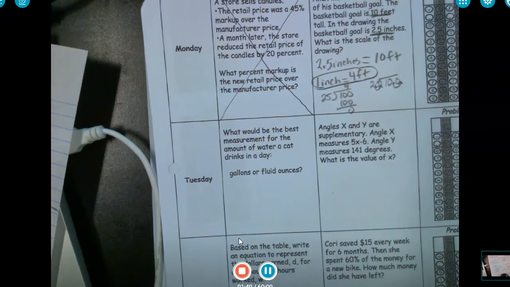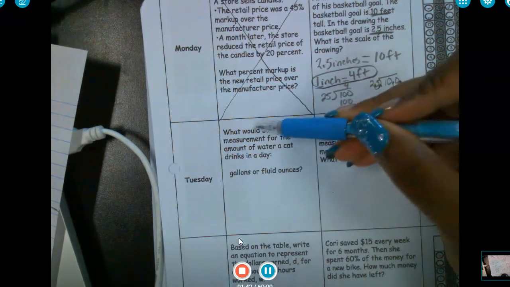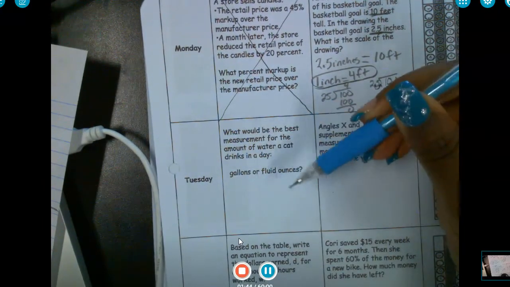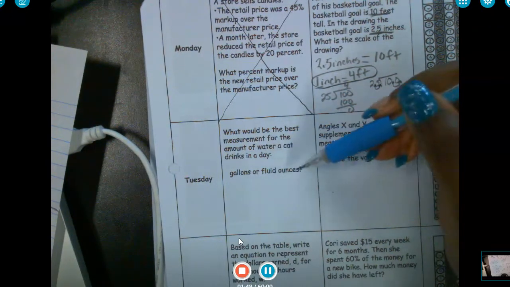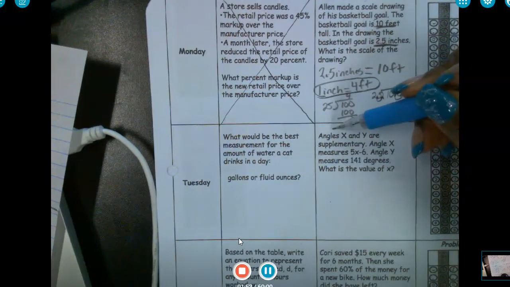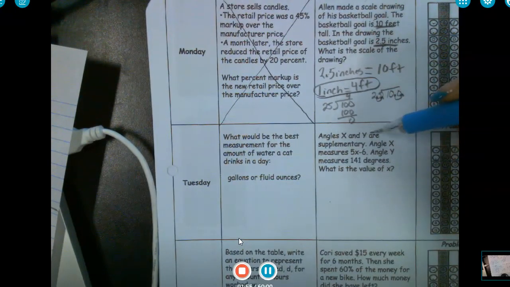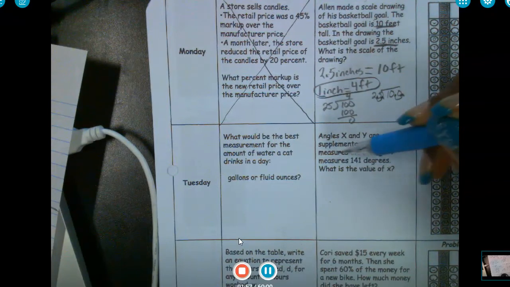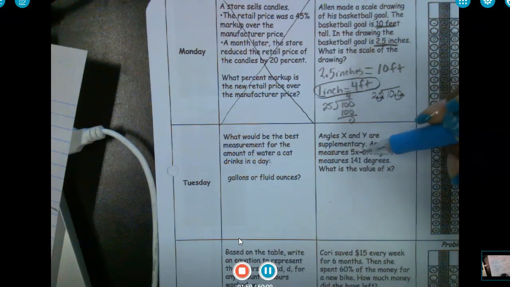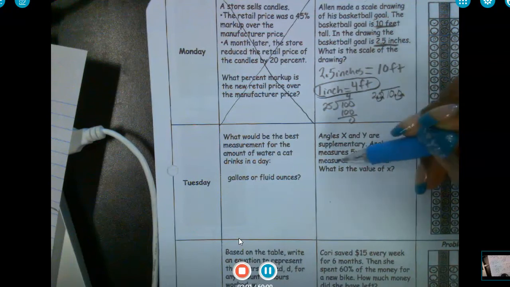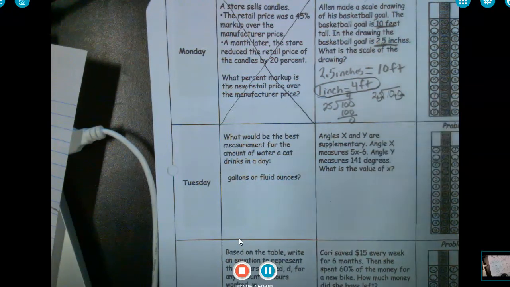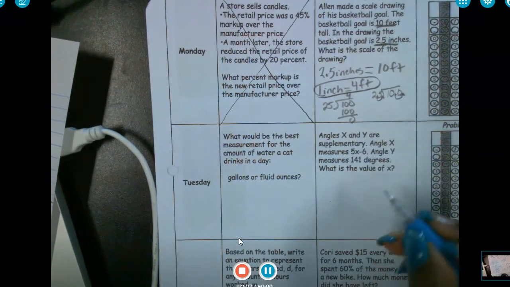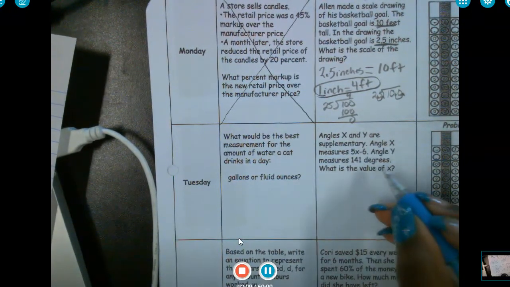All right, it says, we're on Tuesday, what would be the best measurement for the amount of water a cat drinks a day? Would it be gallons or fluid ounces? Then here, angles X and Y are supplementary. Angle X measures 5x minus 6. Angle Y measures 141 degrees. What is the value of X?